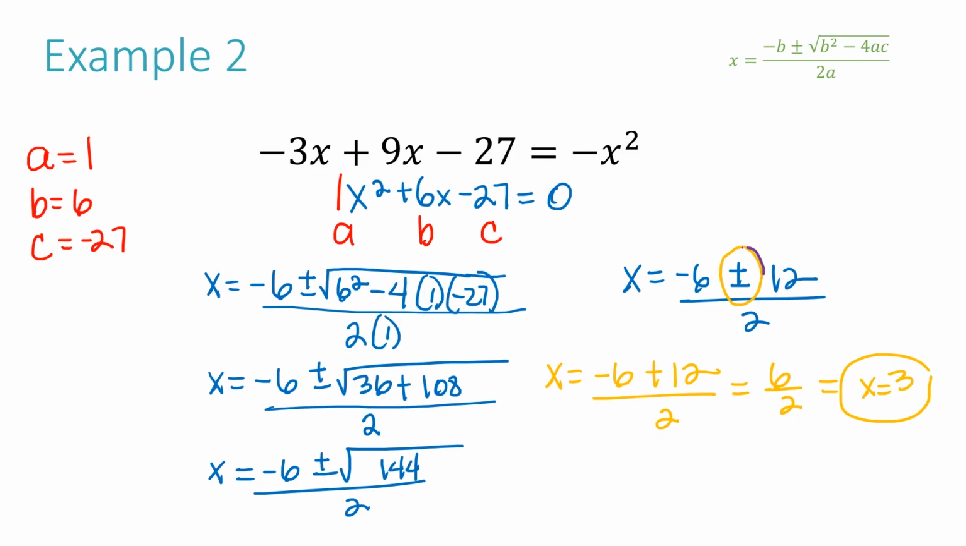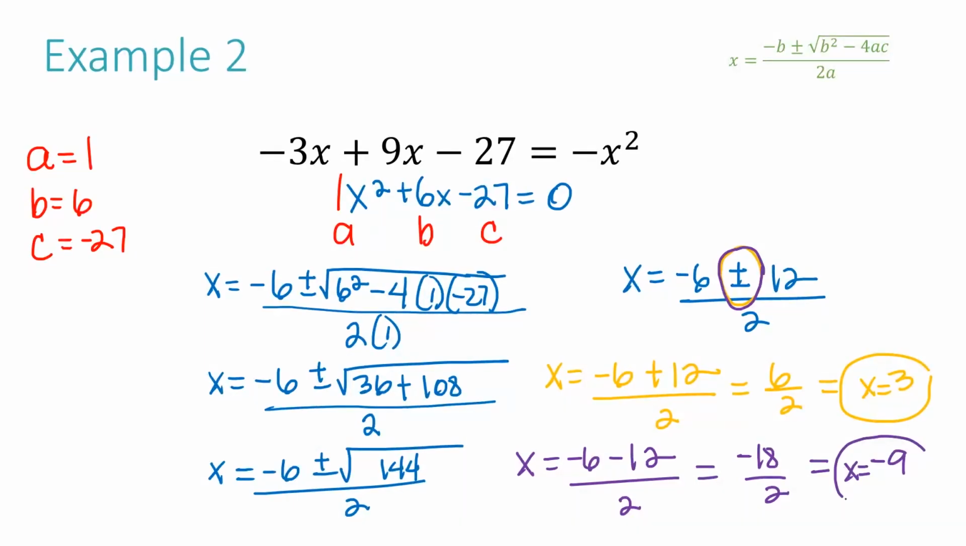Now I'm going to do the same thing, except I'm going to use the negative sign or the subtraction sign. I have x equals negative 6 minus 12 over 2. And that equals negative 18 over 2. And that equals negative 9. So that means x equals negative 9.